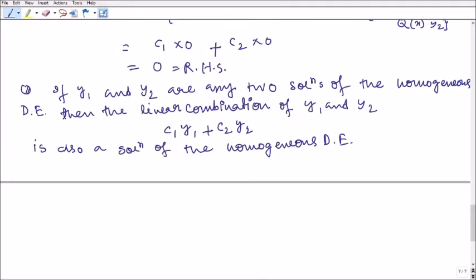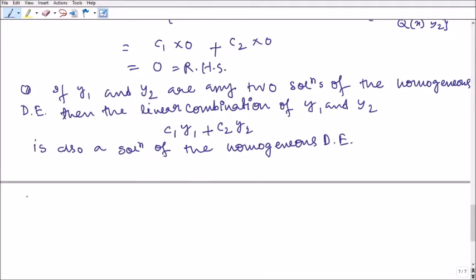Now we will discuss linearly dependent and linearly independent functions. Suppose any solution is written as a constant multiple of another solution, then these two solutions are said to be linearly dependent. Otherwise they are called linearly independent.